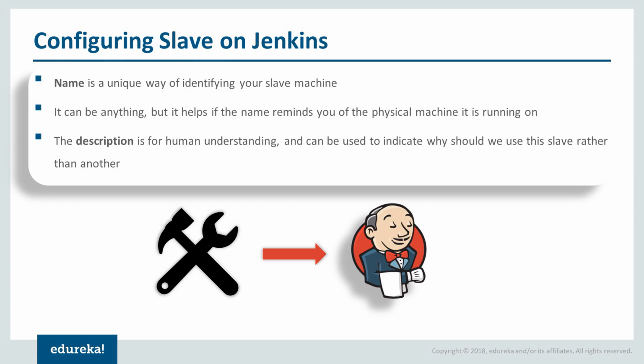Alright, so when you configure the Jenkins slave, as we have spoken, the name is a unique way of identifying your slave machine. It can be anything, but you need to make sure that it is something meaningful so that you understand which machine you are trying to connect to. And again, you add a description to make it understandable to other human beings. It's helpful for your teammates when they are on the UI and trying to understand the purpose of this node. This description should help them.